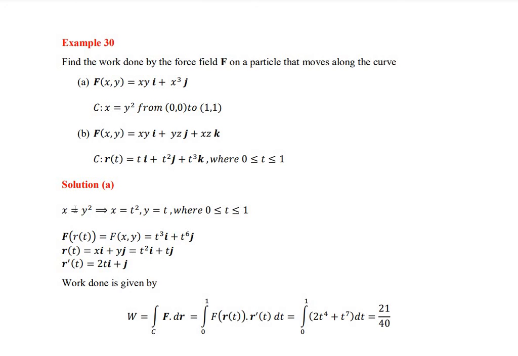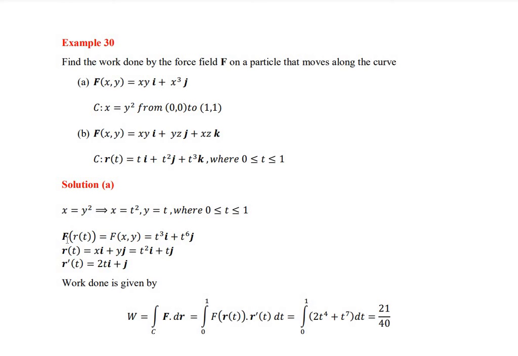So in the first case, here x is equal to y squared. You can parameterize that one. You will put y is equal to t. Therefore, x is equal to t squared. And what about x? x varies from 0 to 1, and y also varies from 0 to 1. When y is equal to 0, what about t? t is equal to 0. When y is equal to 1, what about t? t is equal to 1. So t varies from 0 to 1.